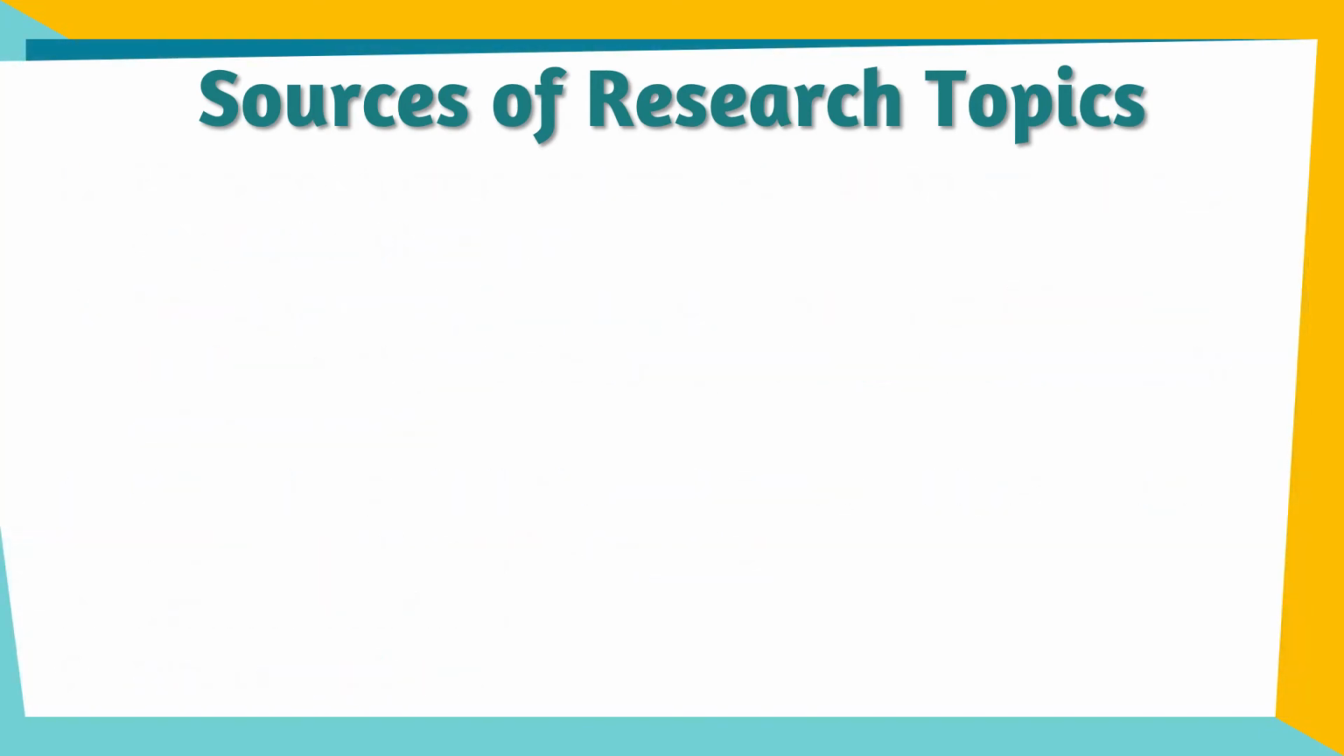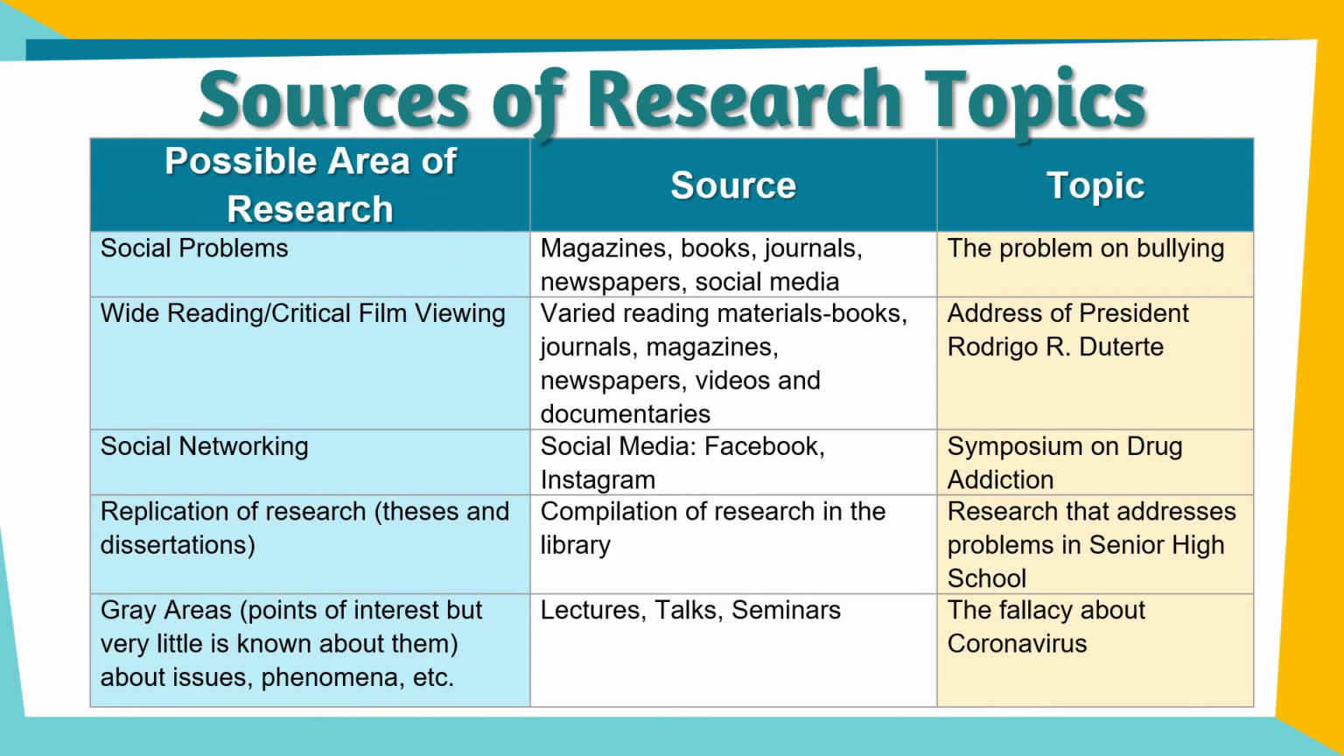Please take time to read the following table in which it presents the possible area of research just like social problems, wide reading or critical film viewing, social networking, replication of research or thesis and dissertations, and gray areas or points of interest but very little is known about them, about issues, phenomena, and others, as well as the sources where it can be found, and the topic that could be developed from these sources.